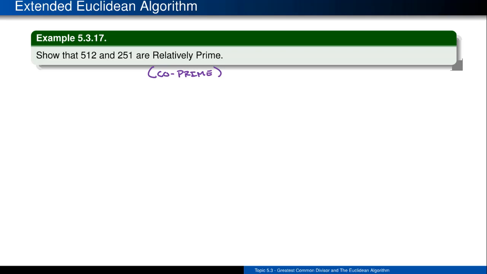All right, so in this example, we're actually going to go ahead and show that these two numbers, in this case the numbers 512 and 251, are what's referred to as relatively prime. If you look underneath this piece of terminology, I have another piece of terminology that means the exact same thing. In this case, I'm using the term coprime.